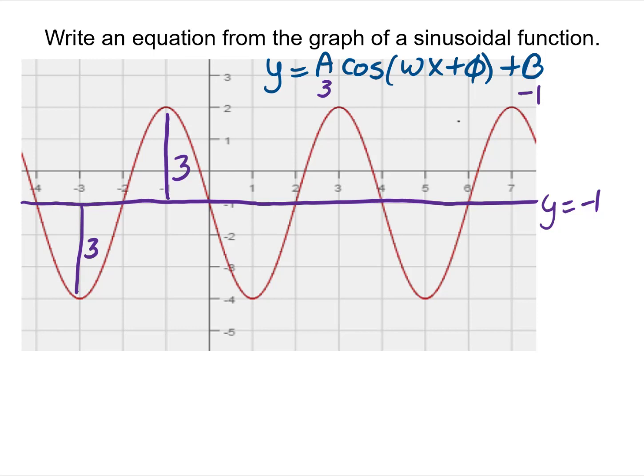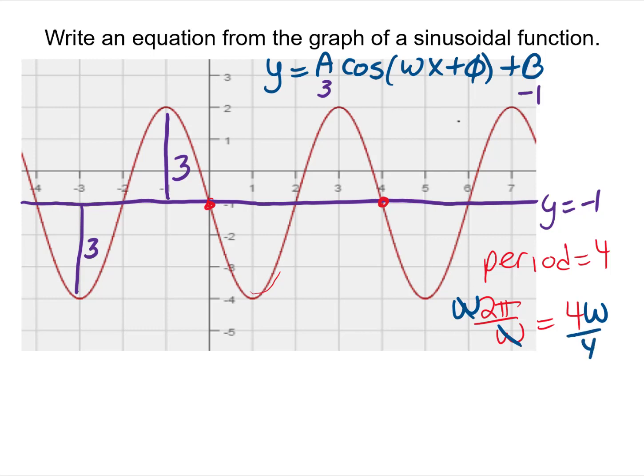Now let's see if we can figure out the period. It looks like at the baseline here, if we did one complete cycle, we'd be over here at 4. So the period is 4, and that's not got a pi in it. The period is just the integer 4. So we know that 2 pi over omega needs to equal the period. Let's solve it for omega. We multiply both sides by omega and divide both sides by 4. So omega equals 2 pi fourths, which is pi halves.